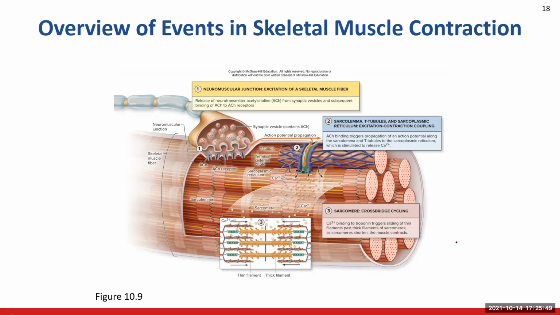We're going to talk about each of these events kind of like a story. We're going to start off with what happens at the neuromuscular junction. That's where our motor neuron is going to synapse onto our skeletal muscle cell. So let's discuss that.